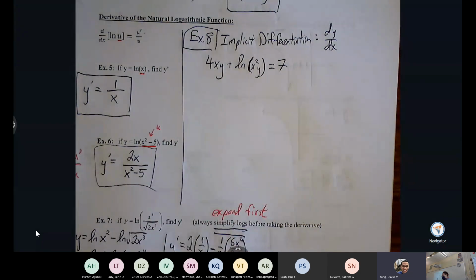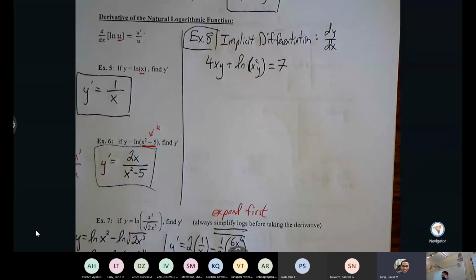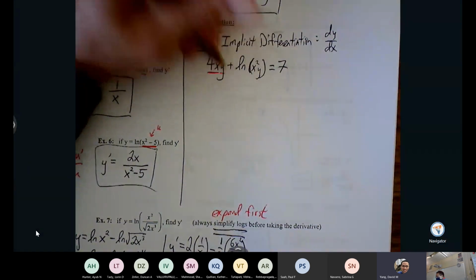See, 4x and y are obviously two separate expressions. We can't just do 4 times dy/dx, right? There's more than that. We've got to go through the product rule. Okay, so I'll make a note of that. We know we've got to do product rule here.